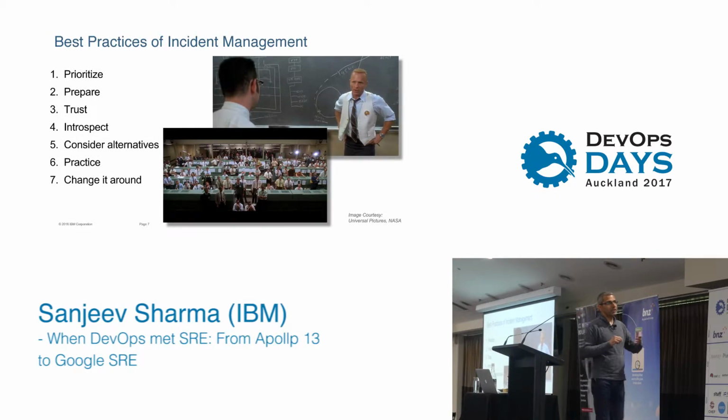There are 7 best practices also captured in the space of SRE. Prioritize, prepare, trust, introspect. You can say this is all, as they say, motherhood and apple pie, but these are all very important. And another thing, more pictures from the movie, the more you look at how they respond to the incident back at Mission Control in Apollo 13, you realize each and every one of these they exhibited. They knew what to do. They knew how to prioritize.